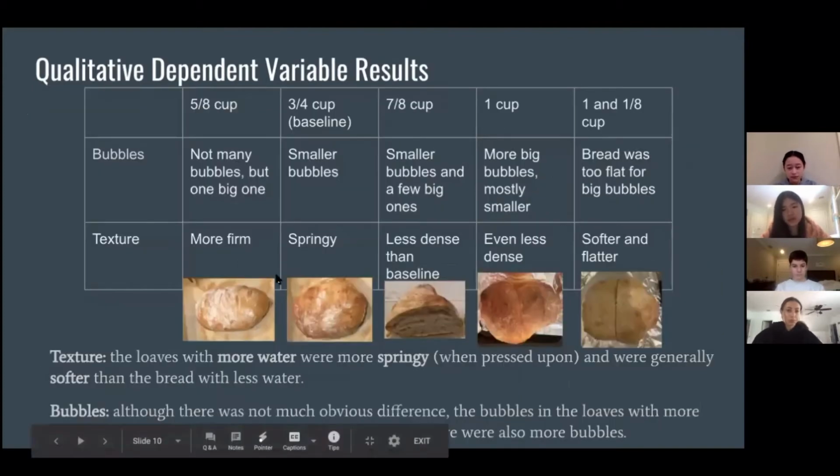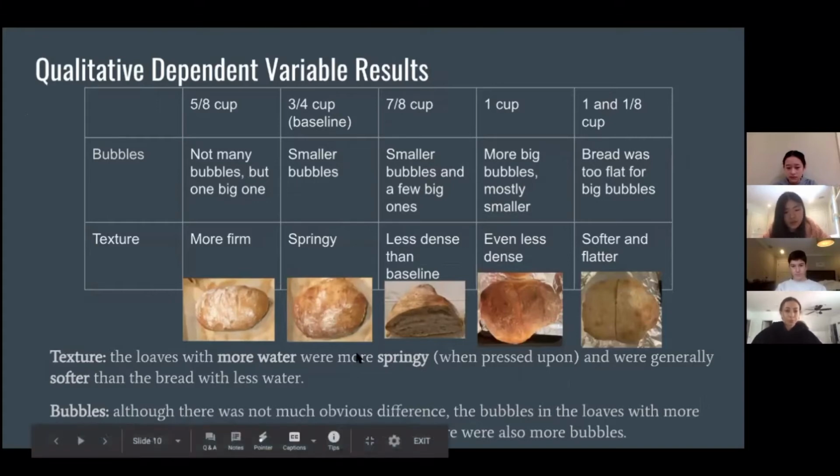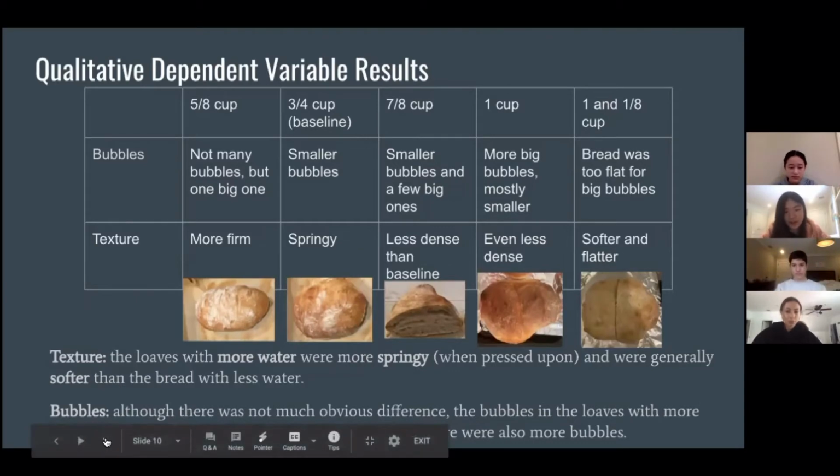And qualitatively, we noticed that the texture of the bread got softer as more water was added because the dough was more liquid-like, and also more and larger bubbles were present inside of the bread. So here you can see the different breads for each amount of water. And the changes were less noticeable than the quantitative variables in this lab, but they were still there.